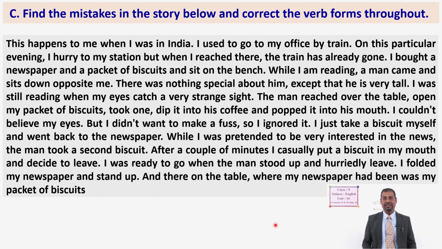So after this, again we are going to do another task, and this task is again interesting for us. So you can see the instruction first. Find the mistakes in the story below and correct the verb forms throughout. So let me read a few lines, and the rest you can read yourselves and find the mistakes, okay. This happens to me when I was in India. I used to go to my office by train. On this particular evening, I hurried to my station, but when I reached there, the train has already gone.